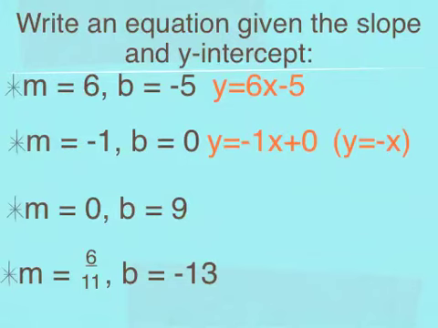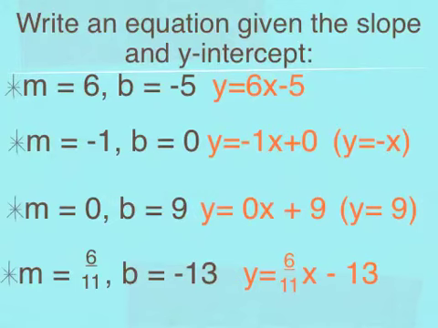In the next example, it tells me that my slope is 0 and my y-intercept is 9. When I plug in 0 for m and 9 for b, I get y equals 0x plus 9. Even though I don't know what x is, 0 times x we know is 0. So writing 0 times x is not necessary. I can rewrite this equation as just y equals 9. And the last example, it tells me I have a slope of 6 over 11 and a y-intercept of negative 3. When I plug in 6 over 11 and negative 3, I get y equals 6 over 11x minus 3.